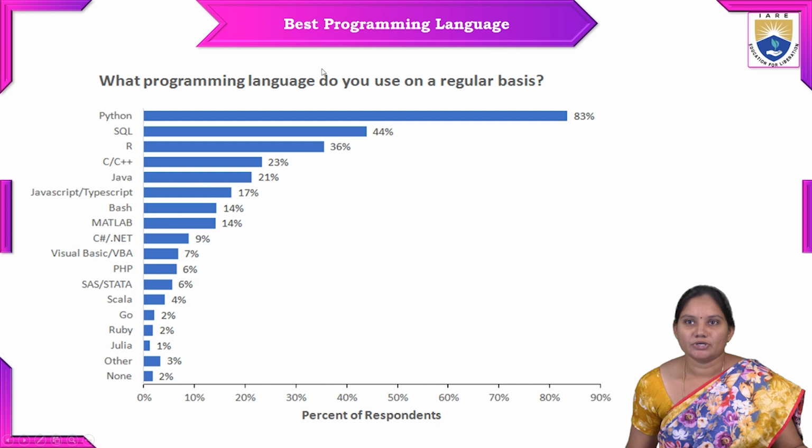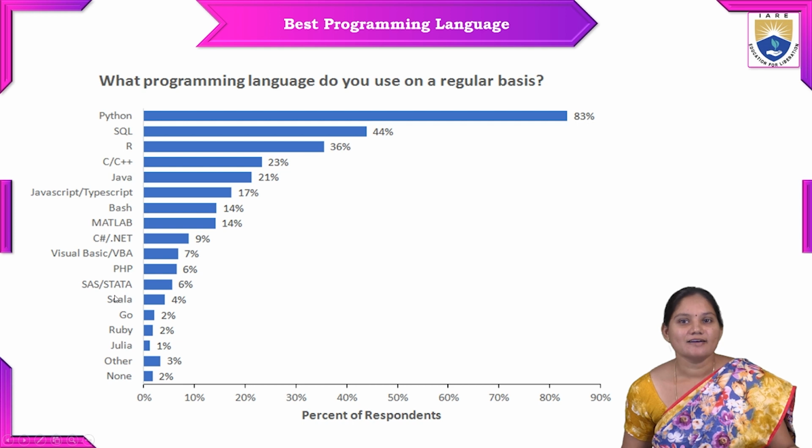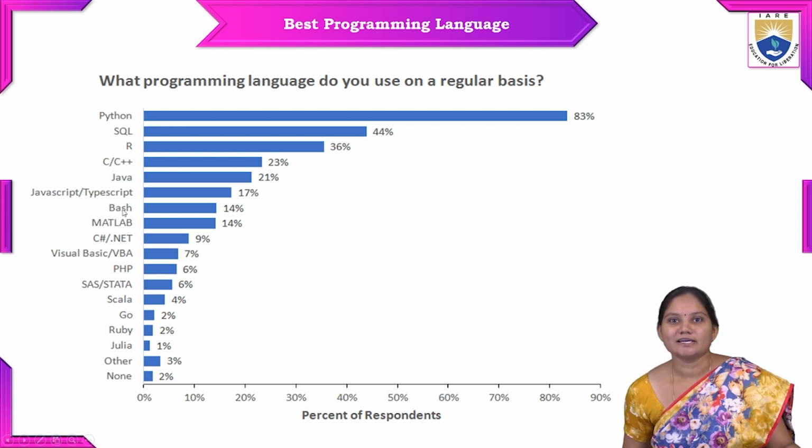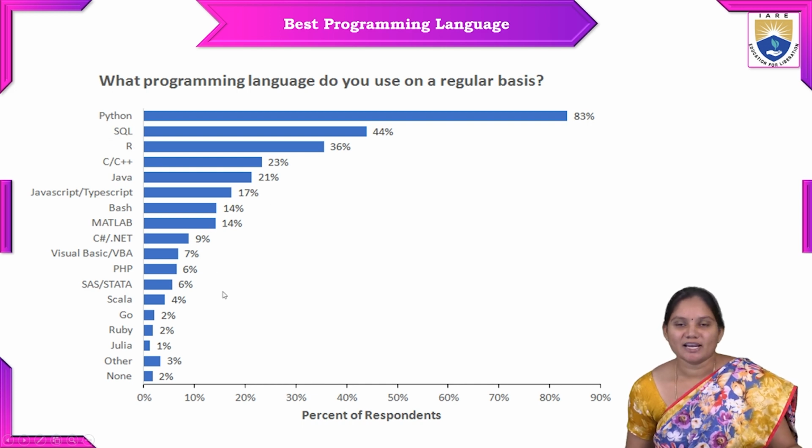This slide is about the best programming languages available in the present market. Here, these are different languages: Julia, Ruby, Go, Scala, SAS, PHP, Visual Basic and .NET, MATLAB, Bash and JavaScript, Java, C and C++, R programming, SQL and Python. These are the different programming languages available in the present market. By using these languages, we can develop software applications.